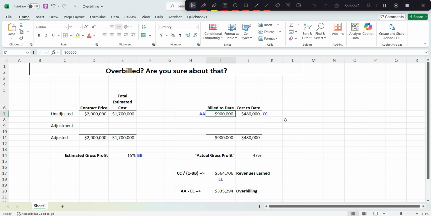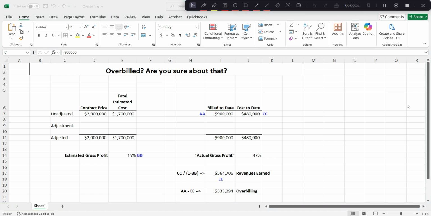Over to the right, we have the activity on the project, build to date, cost to date. Now, our actual gross profit on this project, considering build to date and cost to date, is 47%. That's a lot higher than our estimated gross profit of 15%. Well, that means we are overbilled.